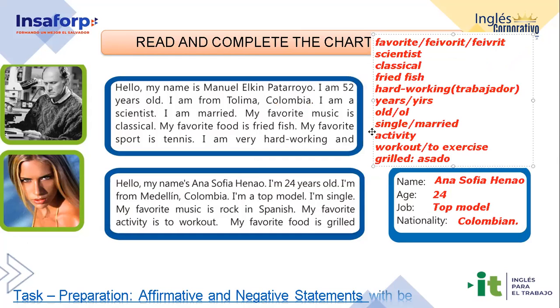Let's see, volunteers, who wanna start reading? Okay, me. Can I? Carlos. Okay. Carlos, is that you? Yes. The first part, right? Yeah, read the first one. Okay. Hello, my name is Manuel Elkin Patarroyo. I am 52 years old. I am from Tolima, Colombia. I am a scientist. I am married. My favorite music is classical. My favorite food is fried fish. My favorite sport is tennis. I am very hardworking. That's it. Okay, thanks.